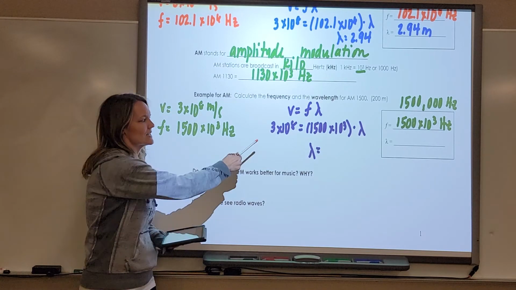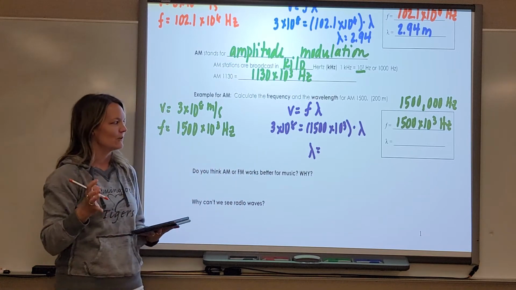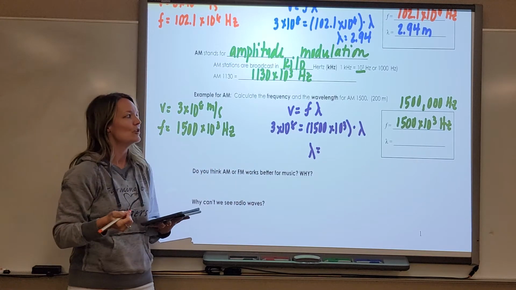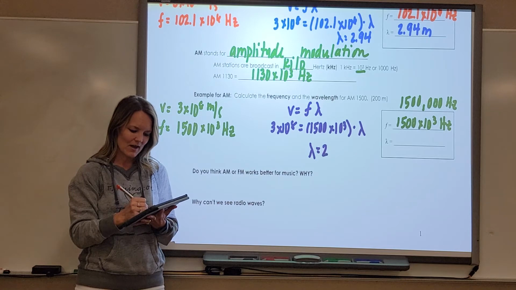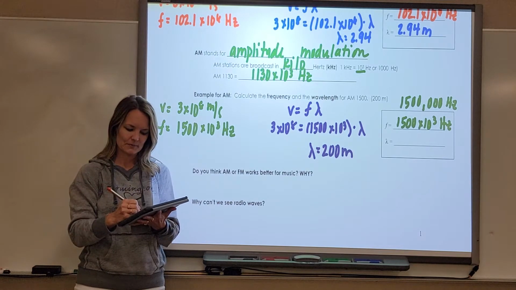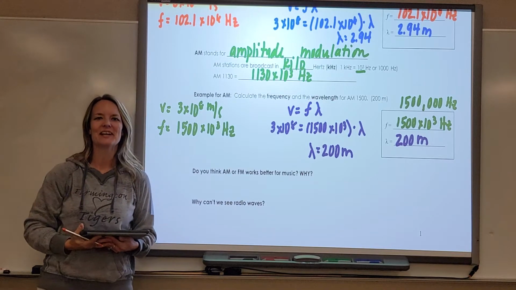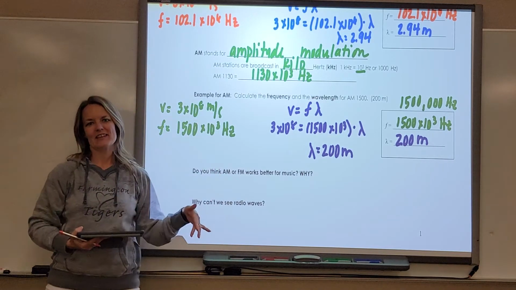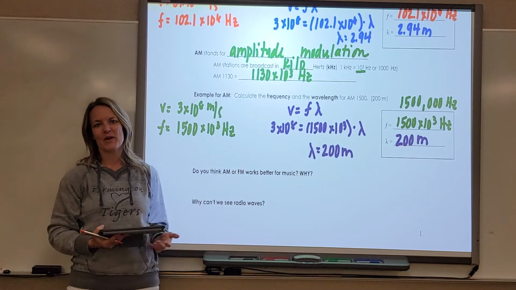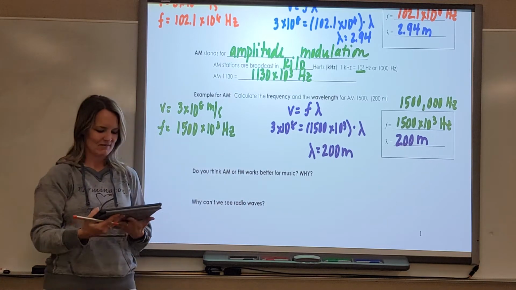When you take 3 times 10 to the 8th and divide it by 1500 times 10 to the third, you should get 200 meters. Think of how long that wave is. I mean, that would be like 2 football fields. That's how long that type of a radio wave is coming from an AM radio station.